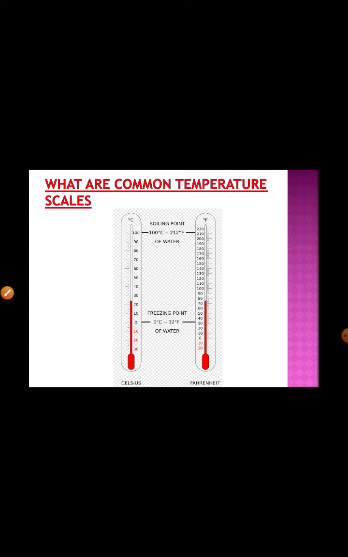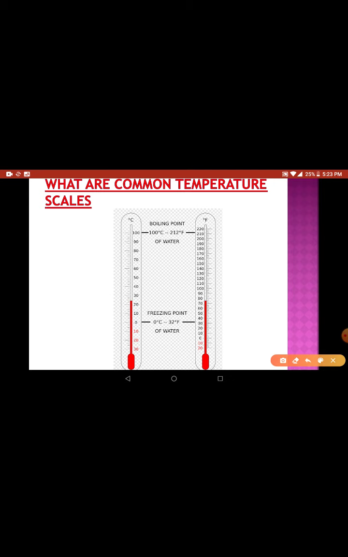So what are the common temperature scales we use? You might have heard that in general there are two types of temperature scales we use. One is the Celsius scale, and another one is the Fahrenheit scale. Here we need to keep in mind two fixed points while designing a thermometer, right? One is called the LFP, the lower fixed point, and the other one is the UFP, the upper fixed point.